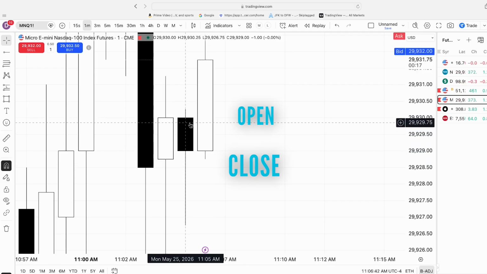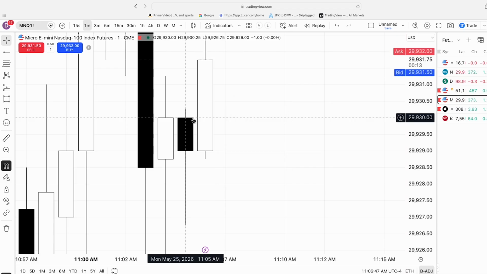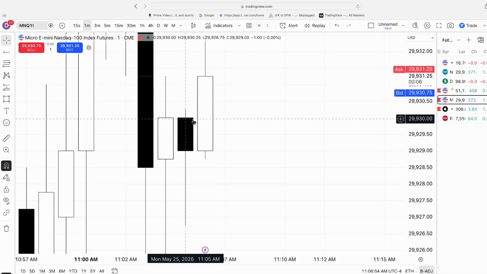Now, inside of the candle, they show where it opened and where it closed. Because this is a low candle, it lets you know that it closed lower than it opened. So that means at the beginning of this piece right here is where it opened and it closed here.